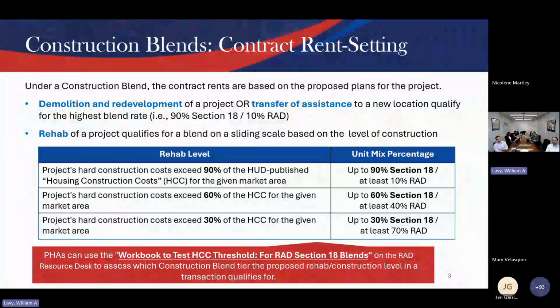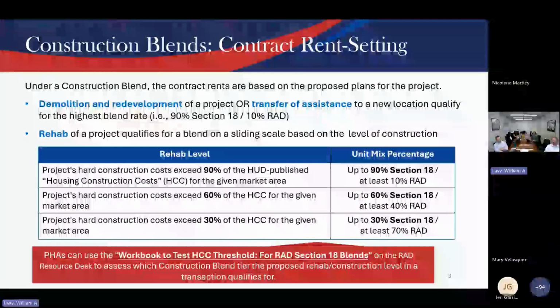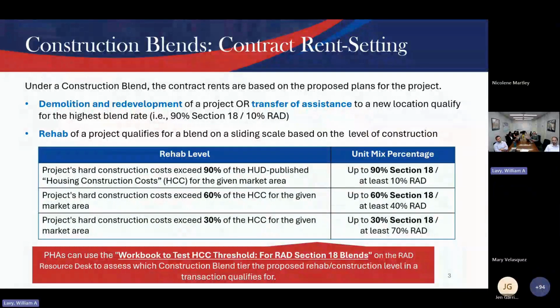But you don't need to remember all of this. We've got a nice handy-dandy workbook on the RAD resource desk called the Workbook to Test HCC Thresholds, where you can enter information on the proposed construction costs, and it'll help you identify which blend rate it's eligible for. Once the property is applied and it submits its financing plan, that's when we actually verify the final construction costs that we'll rely on to determine eligibility.